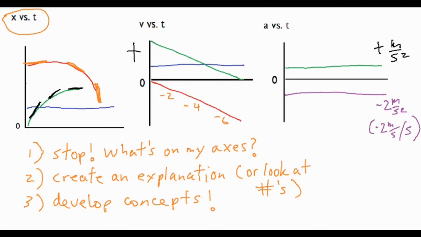But I made sure I took a look at what's on the axes. I create an explanation depending on how much you know. That can vary in how much of an explanation you can create. And then definitely know your concepts. Like I said, the big concept is positive acceleration isn't always speeding up. It is speeding up if something is already going in the positive direction, and it's slowing down if something is going in the negative direction.